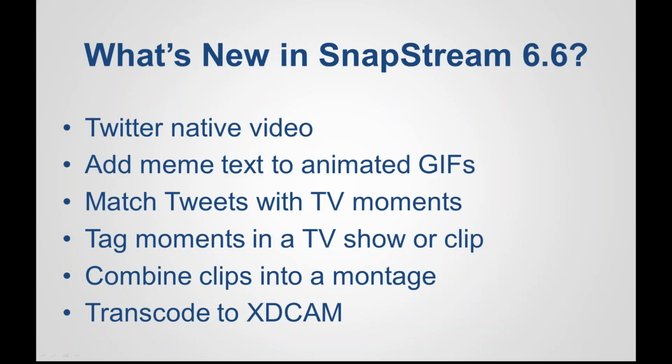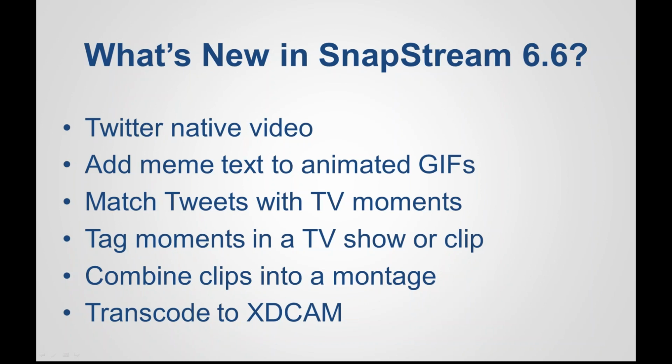So what's new in SnapStream 6.6? We have a bunch of really cool things. The first thing is we now have support for Twitter native videos. We also have added a few new capabilities to the meme creation and to the animated GIF creation feature. We've added some smarts to the tweets tab. This is a tab where you can see a stream of tweets about a TV show. We've done some cool things with that.